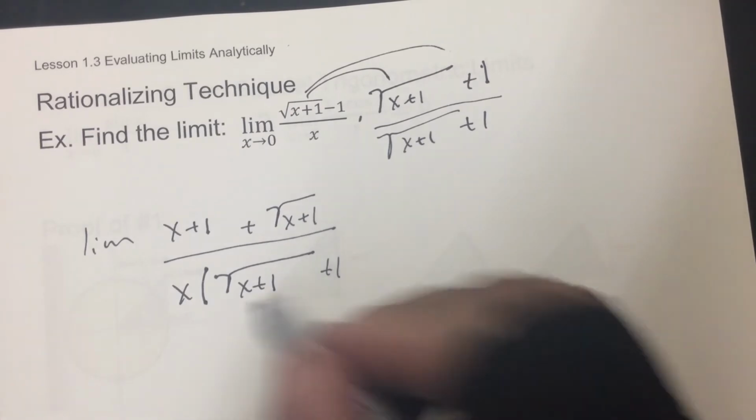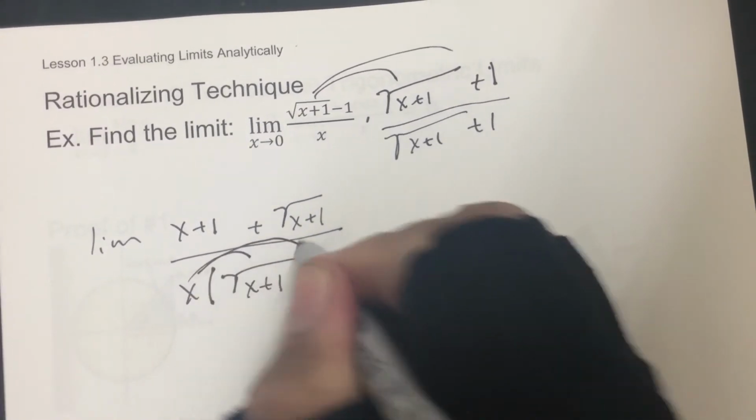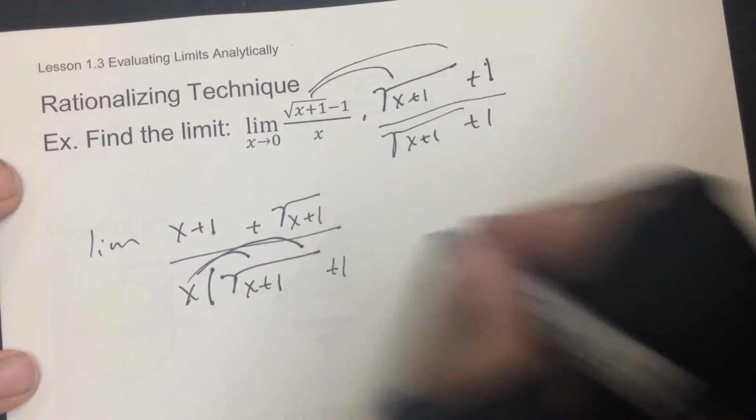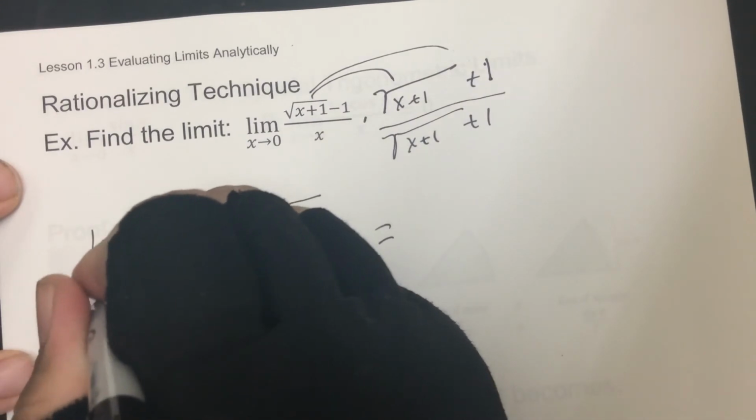So if we distribute our x in, we would get, well, again, this was limit as x approaches 0.